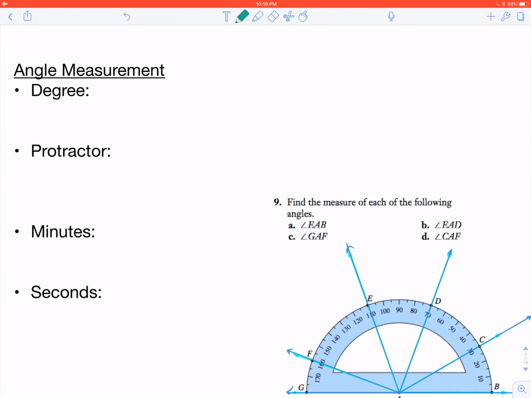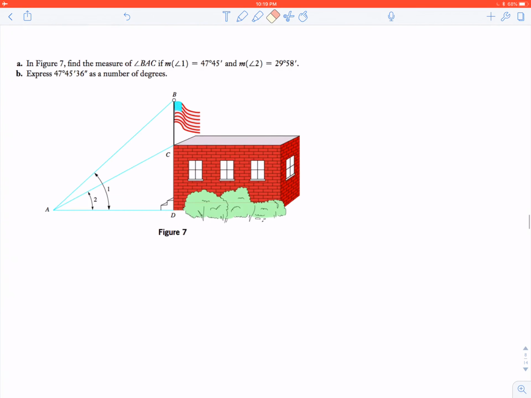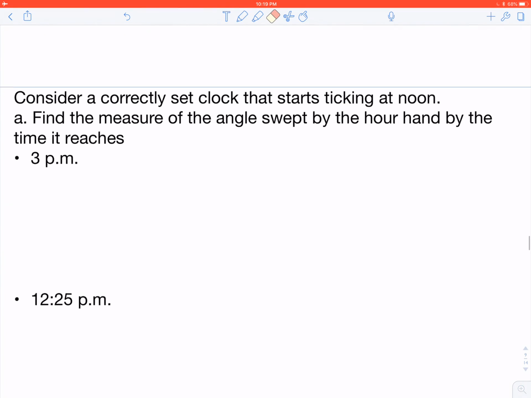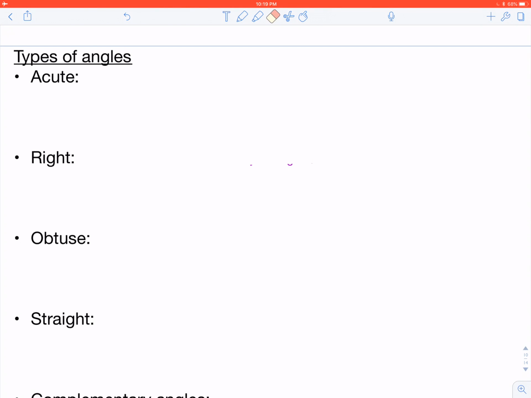Then we talk about degree measurement. Degree measurement is just simply one of the units that we use to measure angles. And then a protractor is a device that we use to measure angles. If you'll go down a bit, we're going to talk about different types of angles. We'll come back to these problems in class. But let's talk about some types of angles.